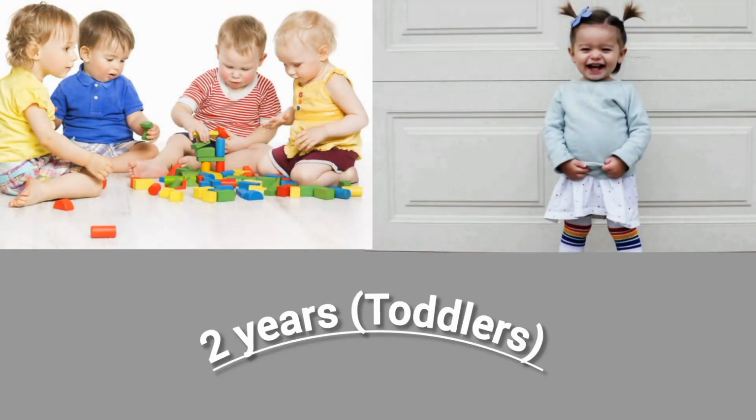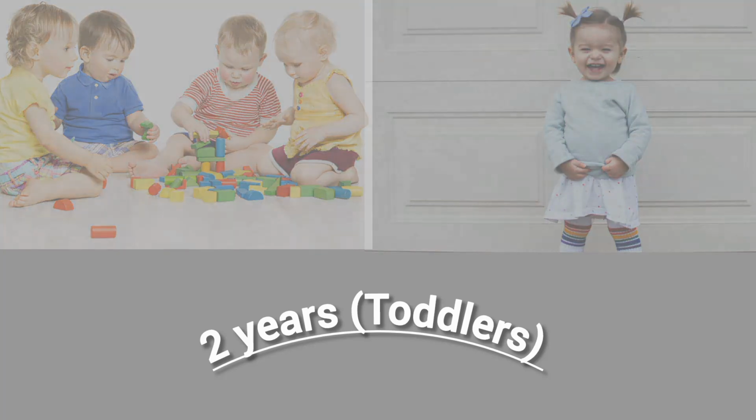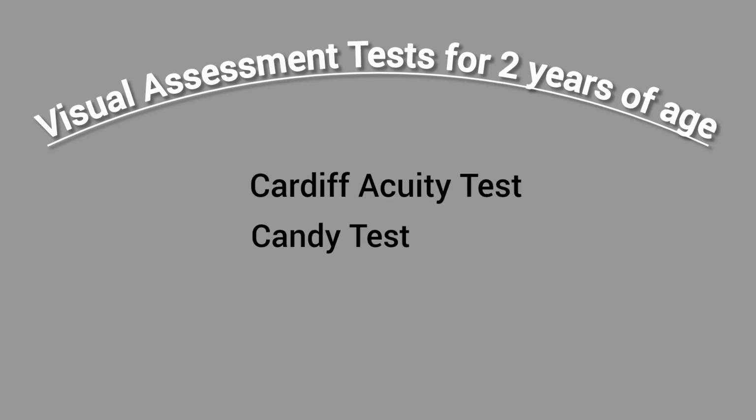So the next group is 2 years, which can also be categorized as toddlers. Over here, toddlers enjoy colorful things, right? So they try to pick things, they will crawl. At that stage you can perform the cardiac acuity test, candy test and balls test, because the balls and candies are colorful things and they can get attracted, and if they have vision they will try to grab them. So you can evaluate, yes, that the patient has vision in his eye.